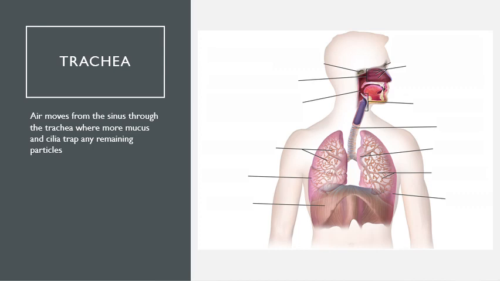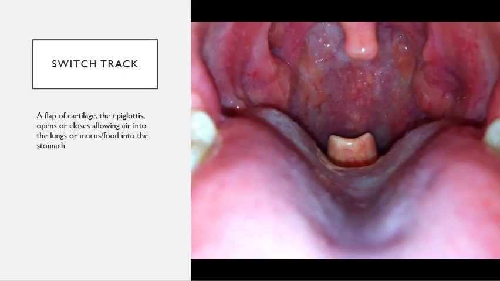Now that we're past the nose, we enter into the trachea. You go from the sinus through the trachea, where you get more mucus, more cilia that traps any remaining particulates, and they still keep getting pushed down to your stomach. Right after your trachea, you have a flap of cartilage called the epiglottis. This is where it's going to open or close to allow air to go to the lung, or it'll close that one track and then open up for food to go to the stomach. It's not going to be open for both at the same time.